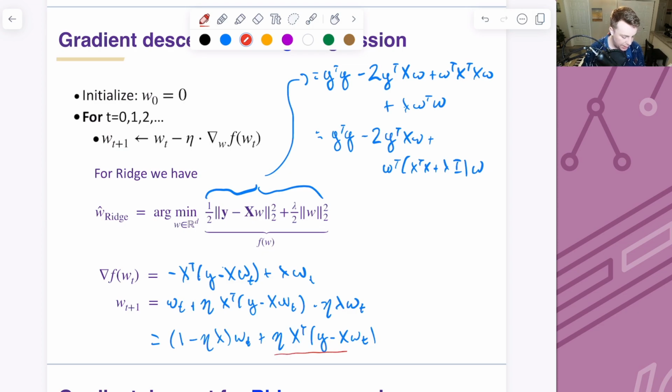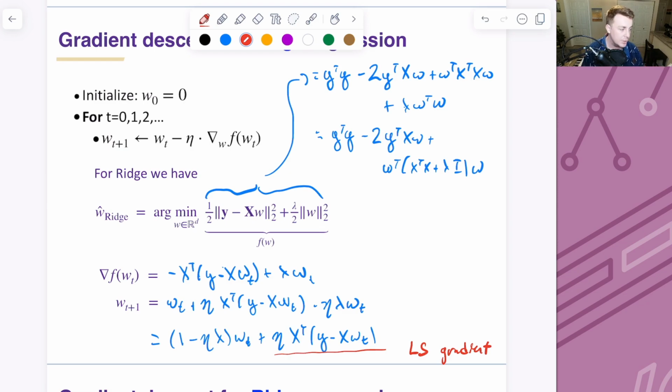So this term here is the gradient direction just for our least squares objective. Ignoring the ridge regression part of it, this is actually the update step that would happen if you just did gradient descent on plain old linear regression. So it's trying to change our w based on this gradient direction of our least squares objective, so that it's minimizing least squares.